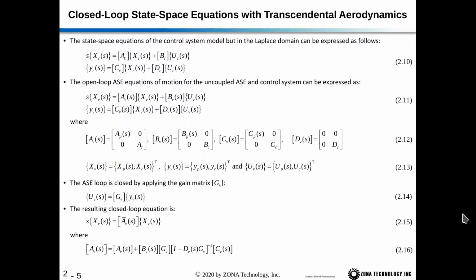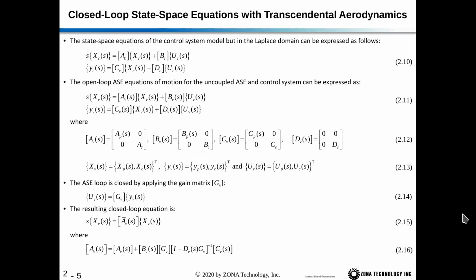Next, let's build up the closed loop state space equations with the transcendental aerodynamics. So the state space equations of the control system model, but in the Laplace domain, are now expressed in equations 2.10, where we have the subscript C denoting the control system model. Now the open loop ASC equations of motion for the uncoupled ASC and control system can be expressed in equation 2.11, where we use the subscript V.